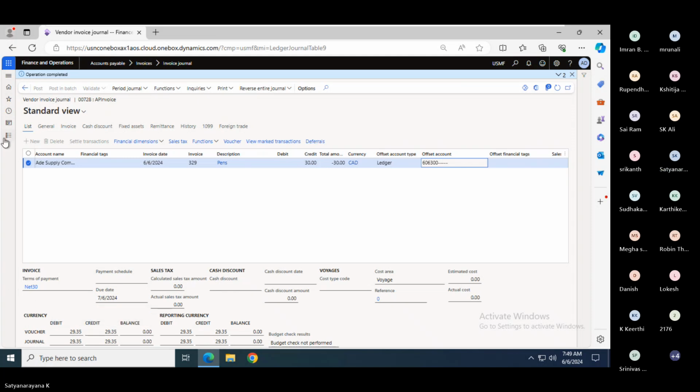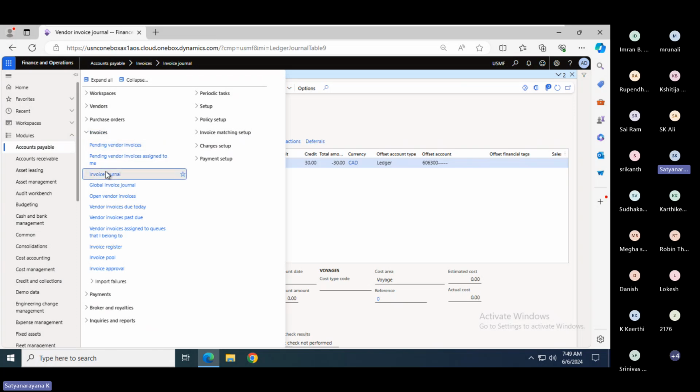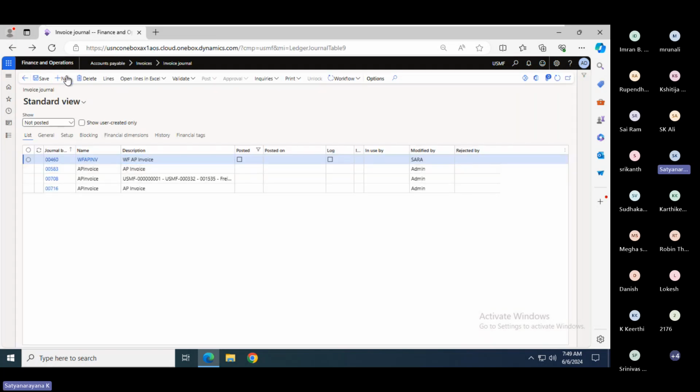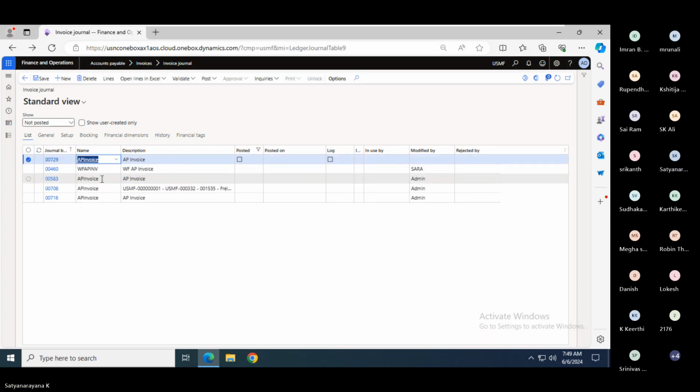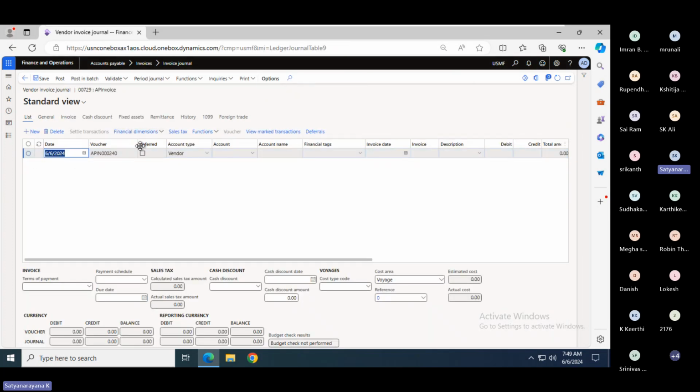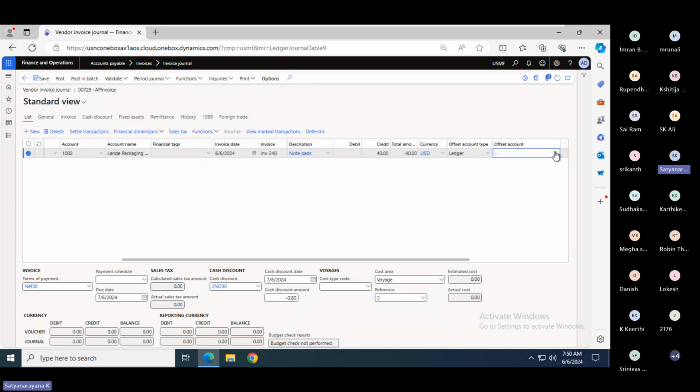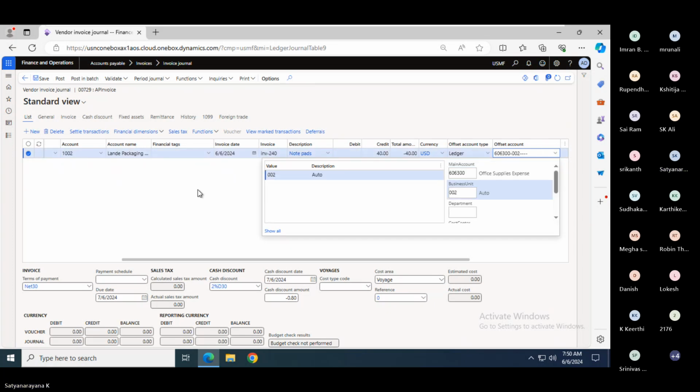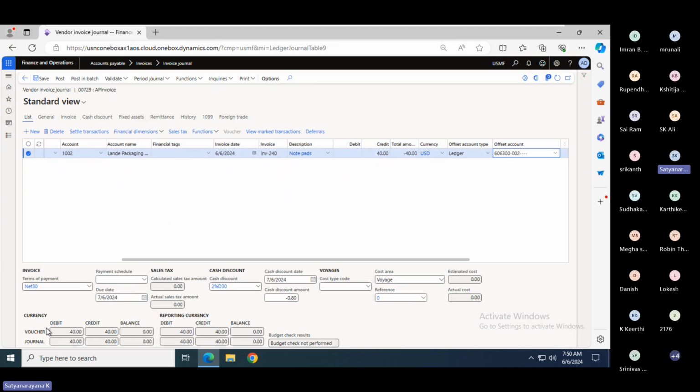Okay, let me do it once again. Vendor invoice, accounts payable, invoices, invoice journal. Click on the new button. Select the journal name. Go to lines. The date, where it is coming from, the voucher number, where it is coming from, you will understand next month, not now. Select the vendor account from which vendor you are purchasing, and the invoice number, invoice date, and what exactly you are purchasing. Suppose notepads. It is $40. And here select office expenses. Now it is $40. Debit and credit is $40, $40.